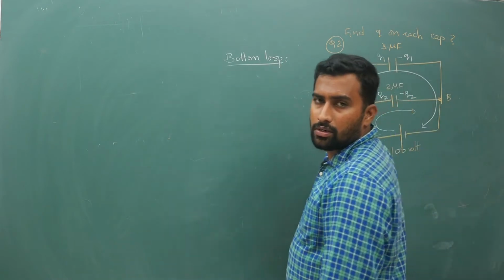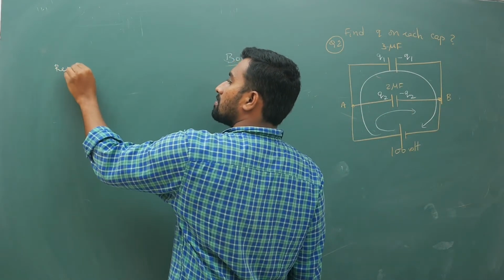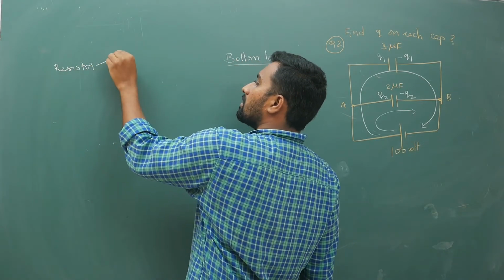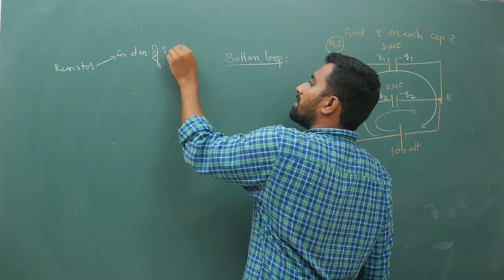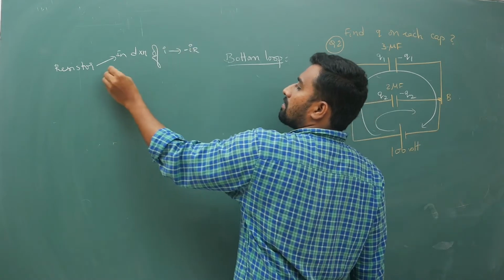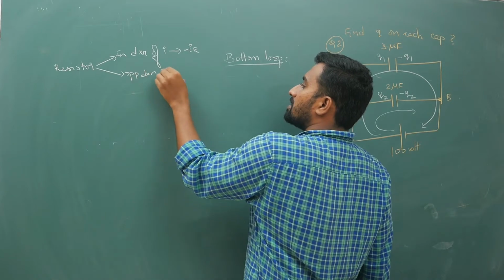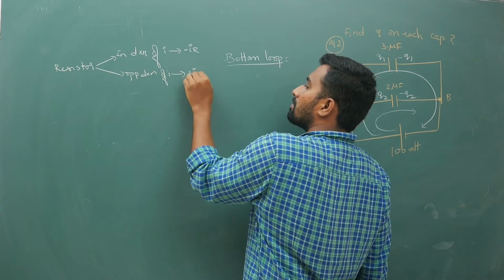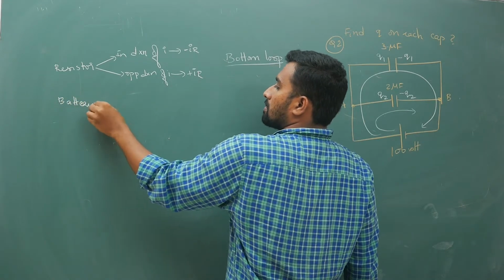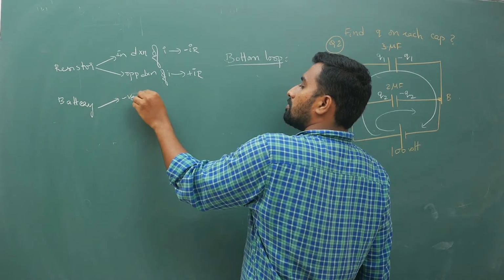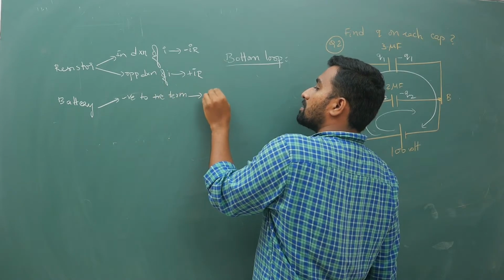I told you your Kirchhoff's sign convention is, for a resistor you have to look in the direction of current, it is minus IR. Opposite to the direction of current, it is plus IR. For a battery, negative to positive terminal, it is plus E.